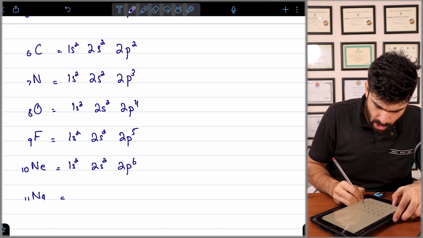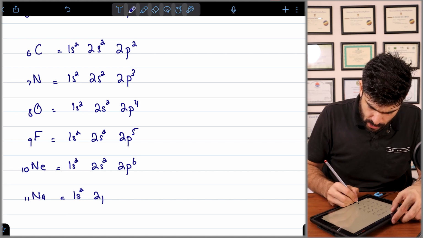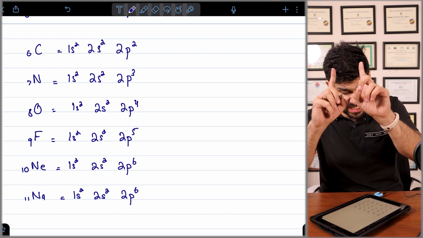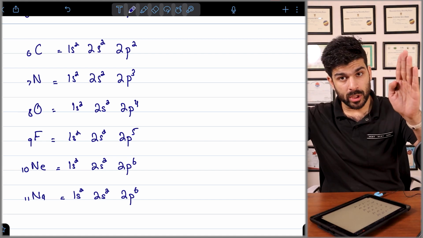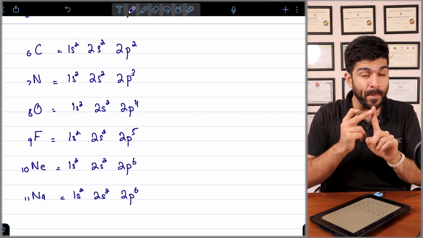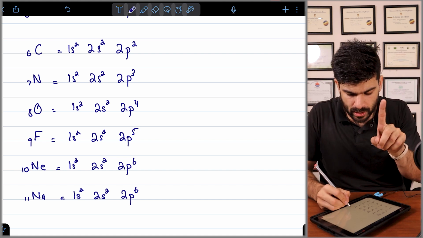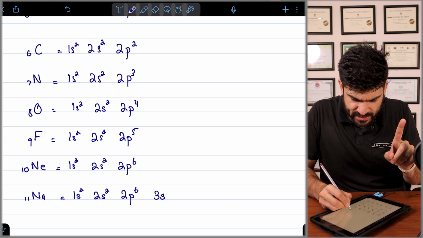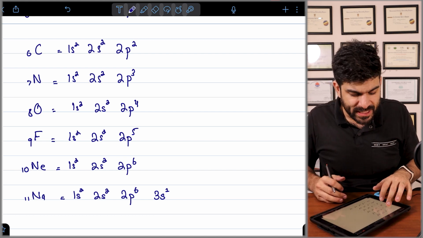Sodium, 1s2, 2s2, 2p6. We're still left with 1 electron. And obviously, with neon, the shell was ended, and also the p subshell cannot have more than 6 electrons. So we will have to start over from a new shell. So 3s1. So that is something we know about these.